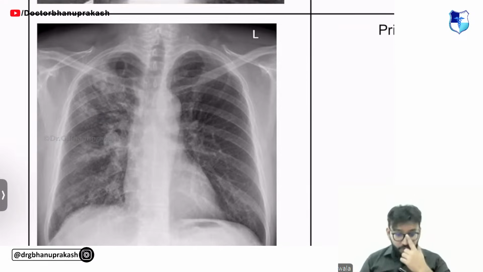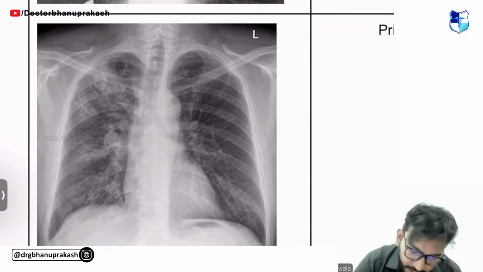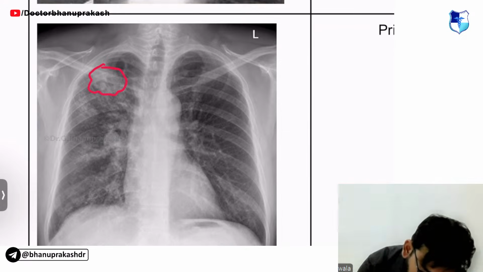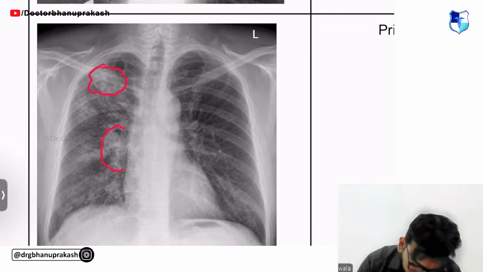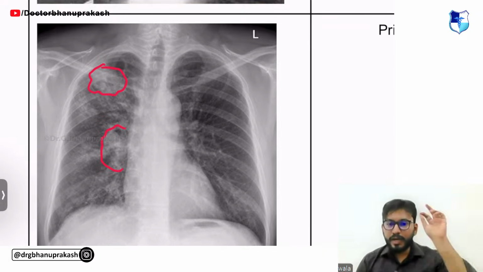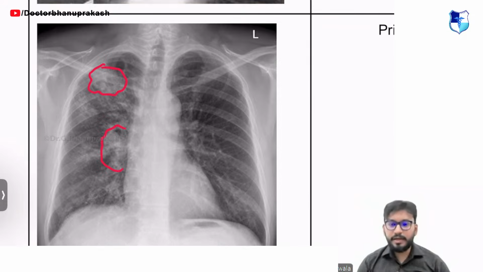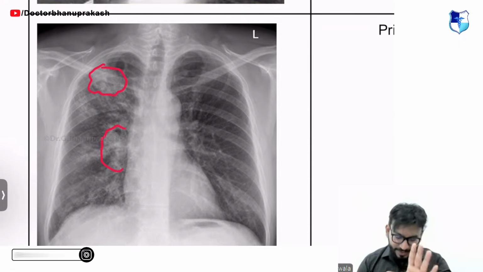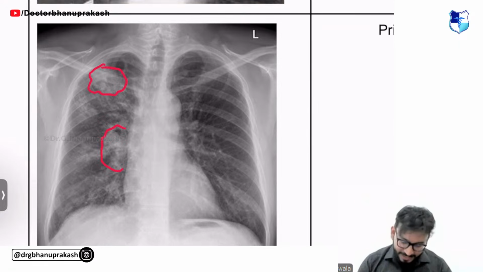Can anyone tell me what you see? I'll give you a hint. Look at this lesion here, and look at this lesion here. That is hint number 1. Hint number 2, it is one of the most common infections in India. Which infection comes to mind, guys?